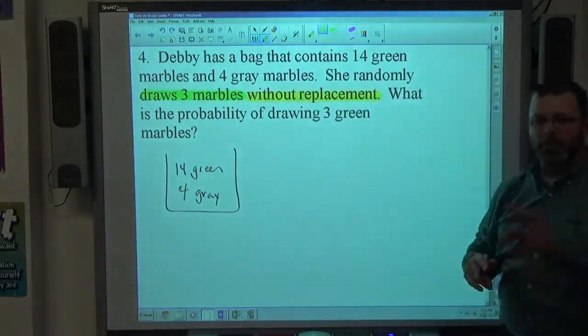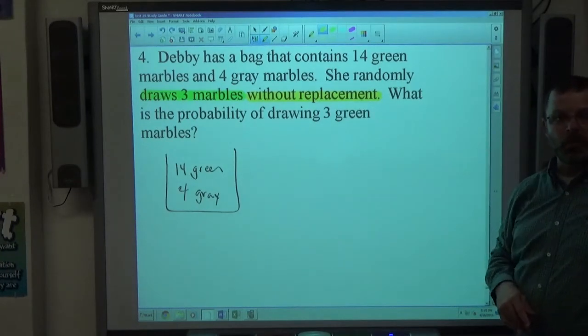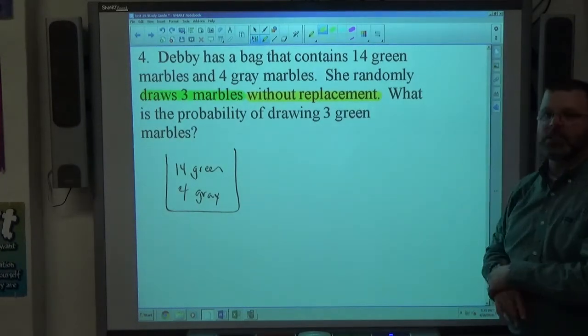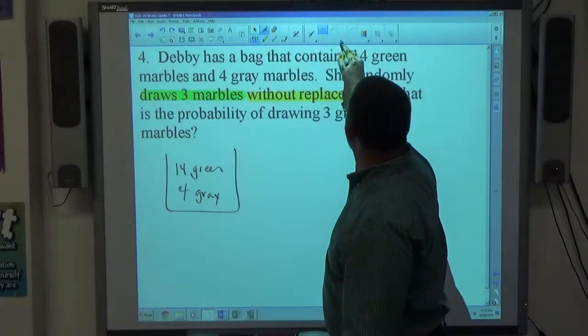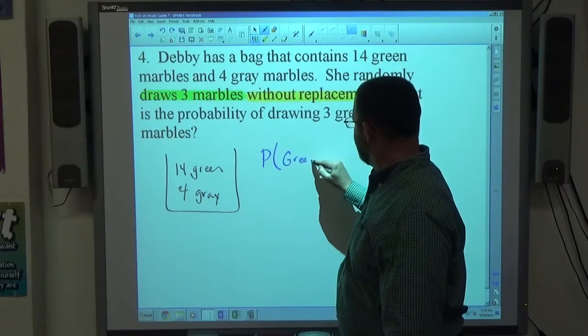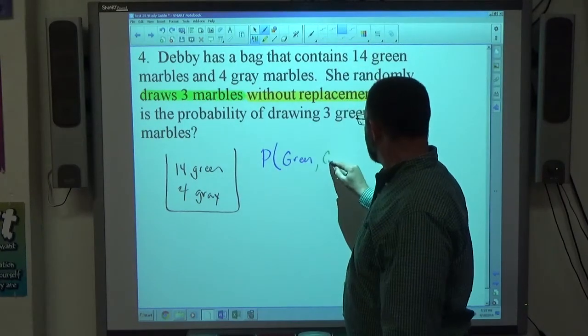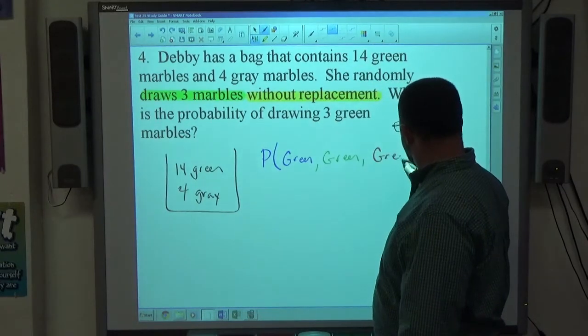Without replacement means when she reaches in to grab a marble out, she pulls it out, it's going to be the color she was looking for, and she doesn't put it back in. That's going to change how many marbles are in the bag for each different pick. And our goal here is to get probability of green on the first pick, green on the second pick, and green on the third pick.